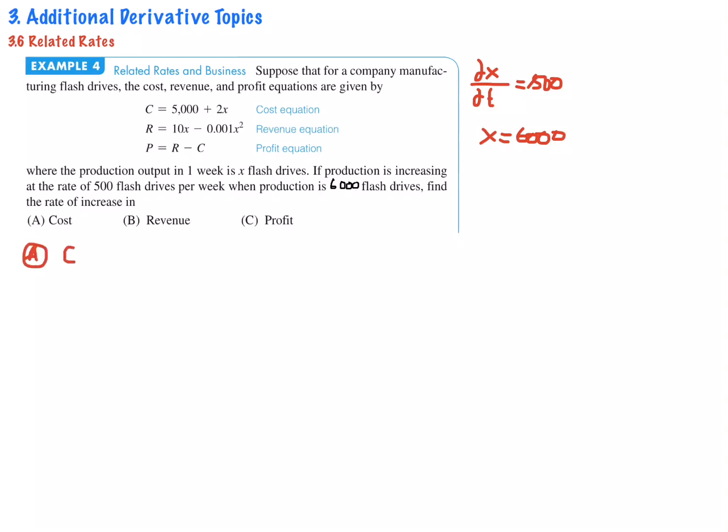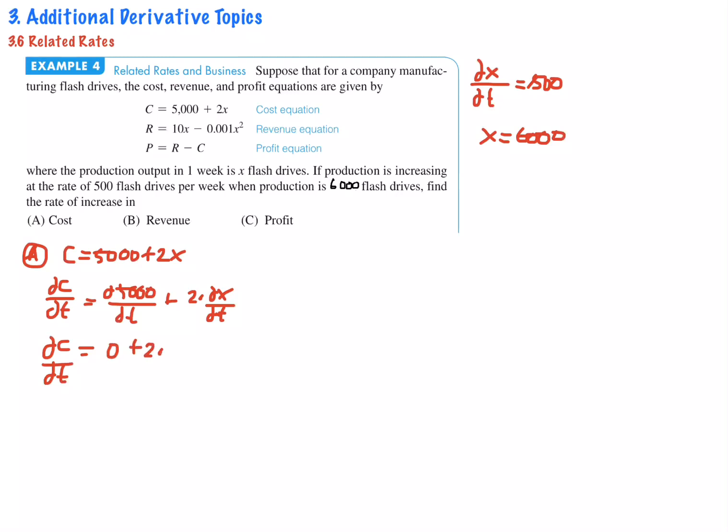I'll write it again, C equals 5,000 plus 2x, and now we'll apply the rate: dc over dt equals d5000 over dt plus 2 times dx over dt. I assume that you already know how we do this, 2 dx over dt using a basic differentiation property. Again dc over dt, d5000 is a constant, so it will be 0, plus 2 times dx over dt.